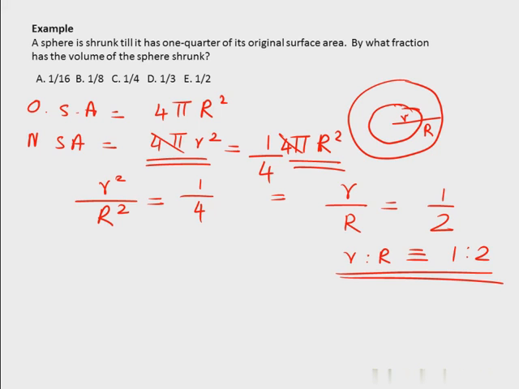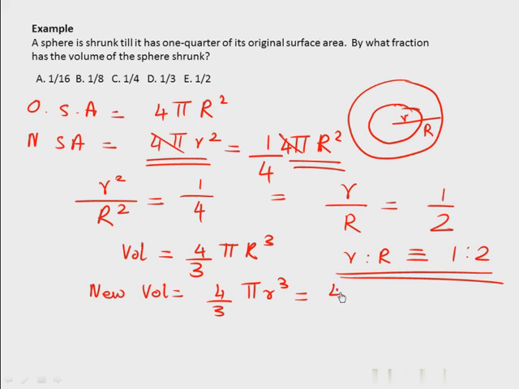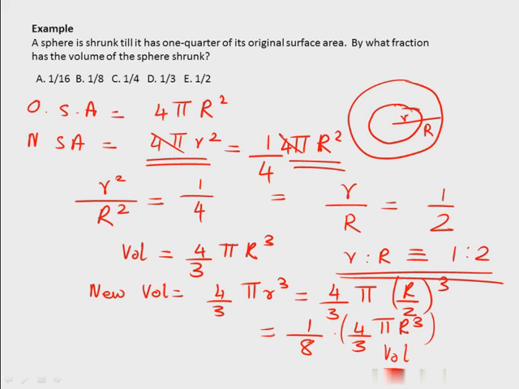By what fraction has the volume of the sphere shrunk? Well, that's easy now. The original volume was 4 by 3 pi R cubed. The new volume is 4 by 3 pi little r cubed, which is 4 by 3 pi, R by 2 cube, because little r is big R by 2, it's half the original radius, which is 1/8 of 4 by 3 pi R cube. I just pull out the half cube to get a 1/8. So it's 1/8 the original volume, because this is the original volume. So it has shrunk to 1/8 its original size. The answer is B.